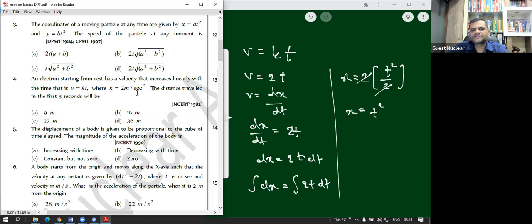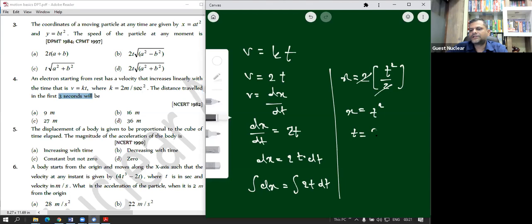And since the distance traveled in 3 seconds is to be found out, just put this t equal to 3 here and get this distance to be equal to 9 meter. That's it. So this is going to be the final answer.